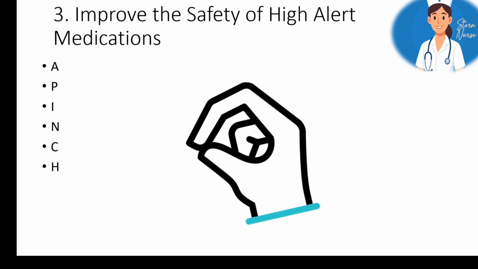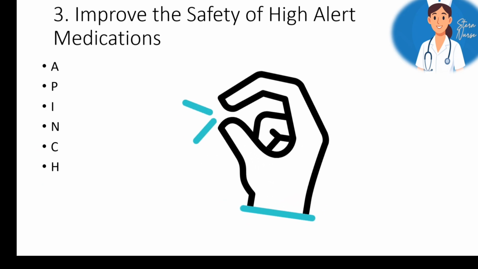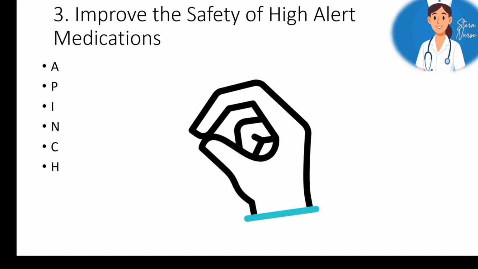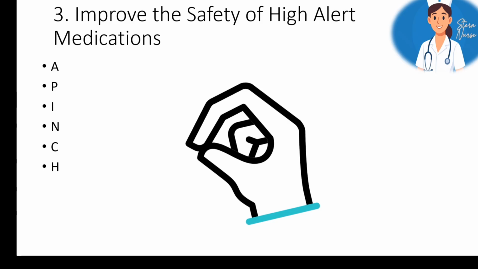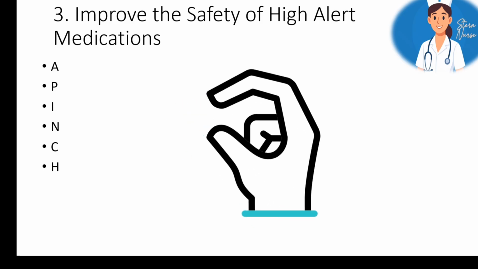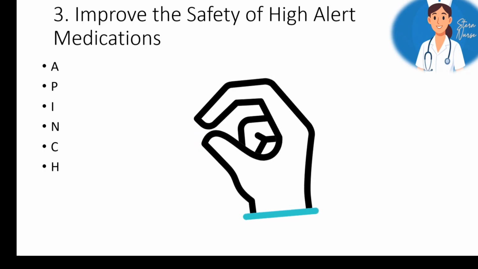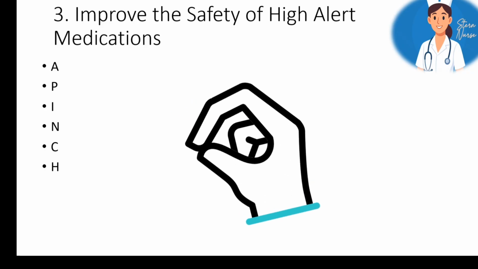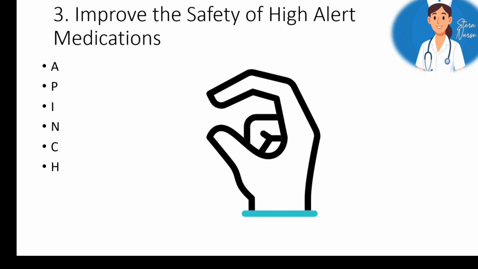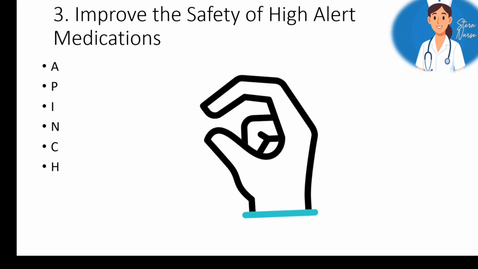The third is improve the safety of high alert medications. The acronym is APINT. A is for antimicrobial, especially vancomycin and gentamicin. You should be very careful because it has a trough level. Second is potassium or other electrolytes. While administering electrolytes, you should check the dose to be administered, the dilution, plus the time for which you will be administering. It should always be checked with 2 people.